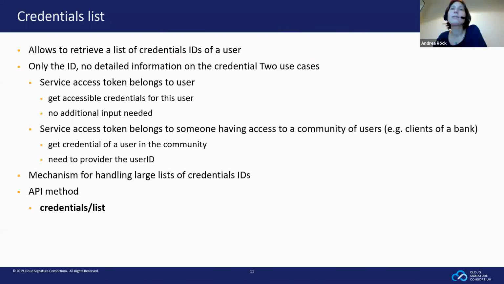And in that case, for this method, we have to provide the user ID as well. If the user asks for himself, it does not provide any user ID. This method allows to handle large lists. Not sure if this is really needed, but it was proposed at the beginning. And the corresponding method is the credential list method.